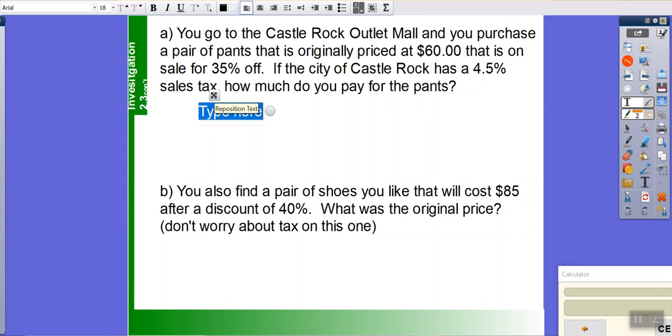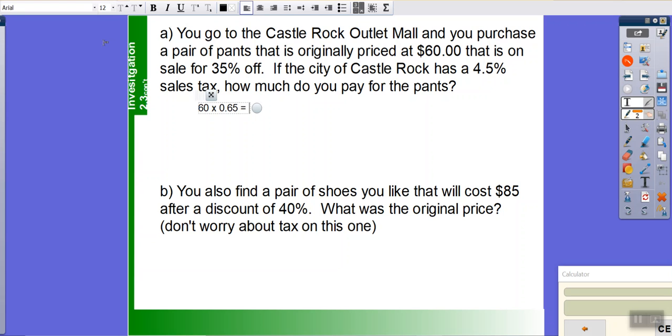So there are two ways to do this. The simpler of the two ways is going to be this way. So we know the pants cost $60 and we're taking 35% off. Well, if we take 35% off of the price of the pants, what percent of the pants do you still have to pay for? Well, 35% is 35% of a whole, right? So one whole minus 35% is going to be 65, right? So you still have to pay for 65% of the pants.